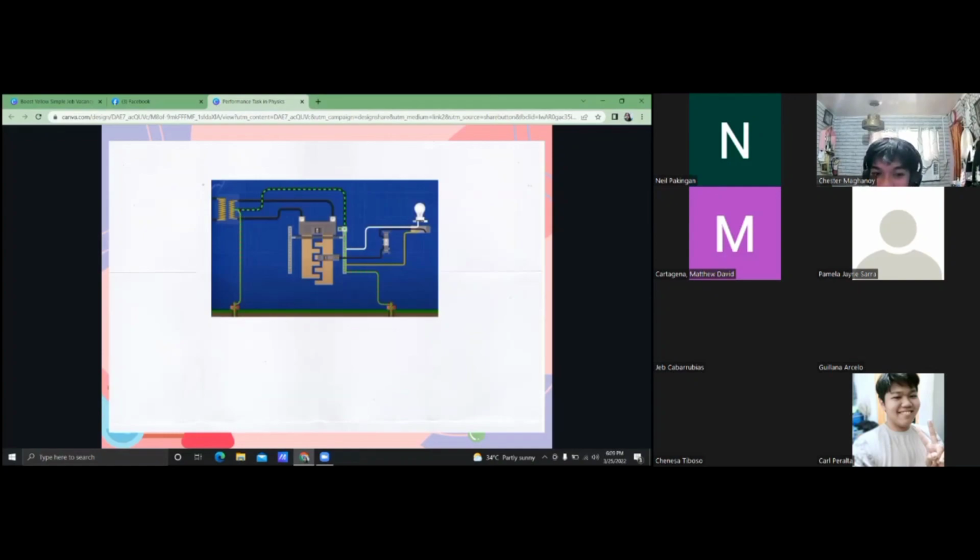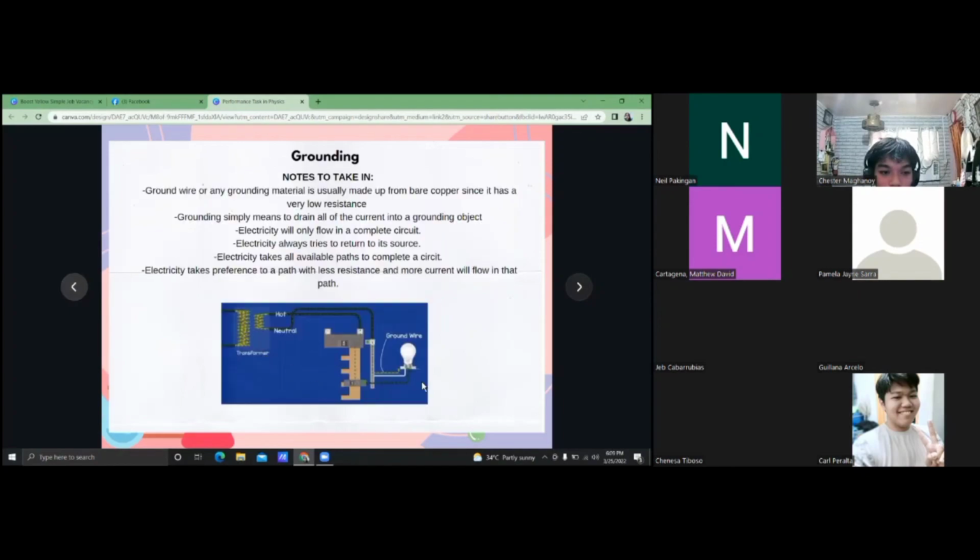Sa kabilang, ano pa pala slide? Kaninang slide? Ayan.